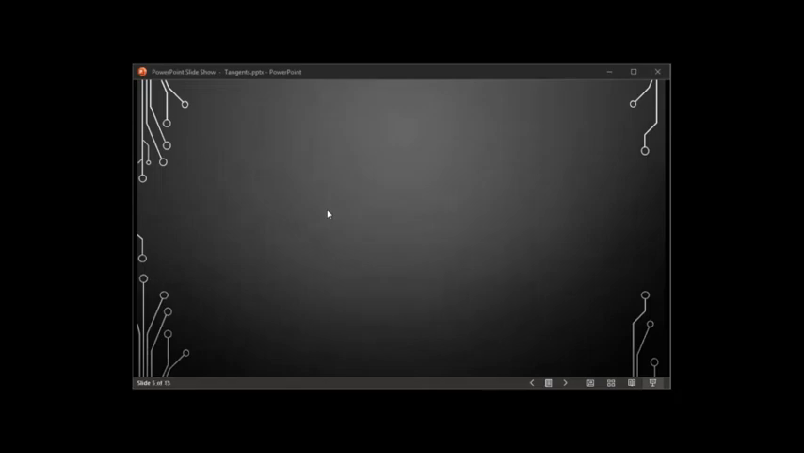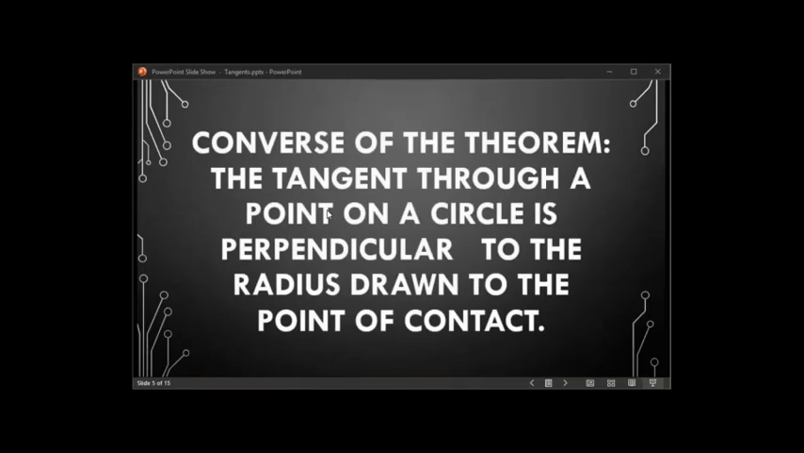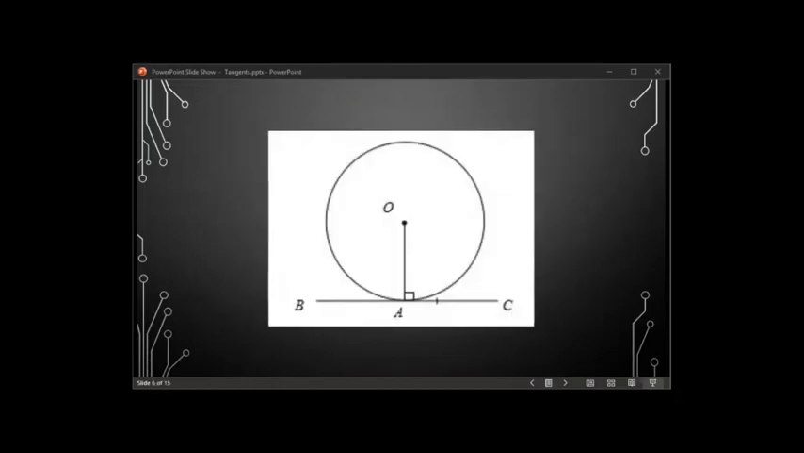Now we have another theorem, which is the converse of the above theorem. It says the tangent through a point on a circle is perpendicular to the radius drawn to the point of contact. That means, again, if this is a tangent, the radius drawn to the point of contact should be perpendicular to that tangent. That's what this converse theorem says. That's also not very much, so we'll move on.